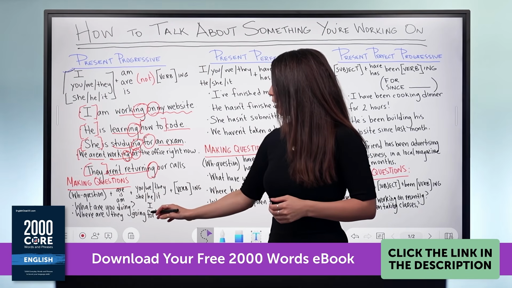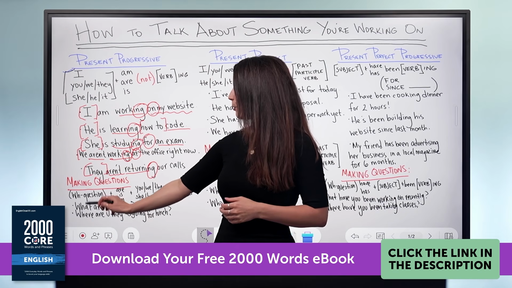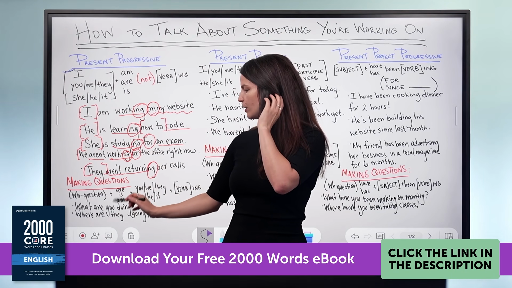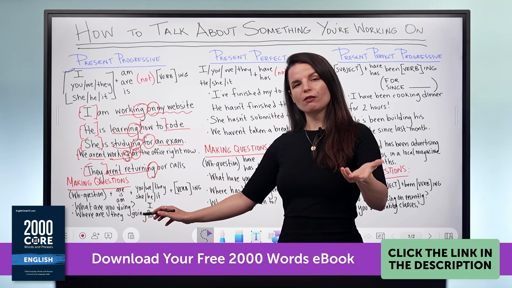Last one here. Where are they going for lunch? Again, we have our WH question. We have are in the next position, they as our subject, and our verb going. Where are they going for lunch?